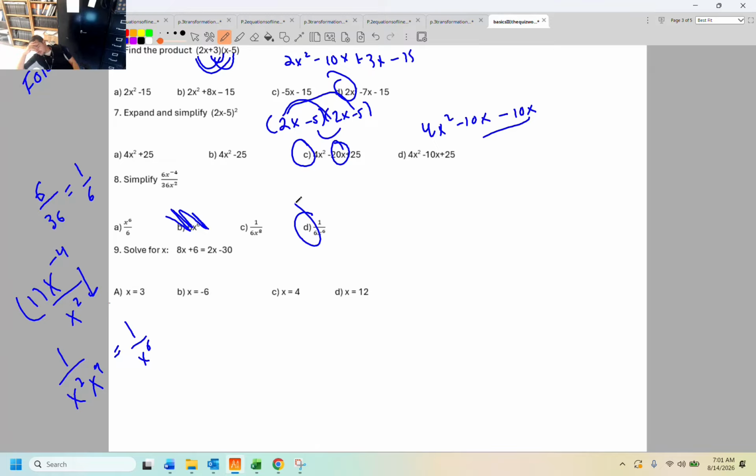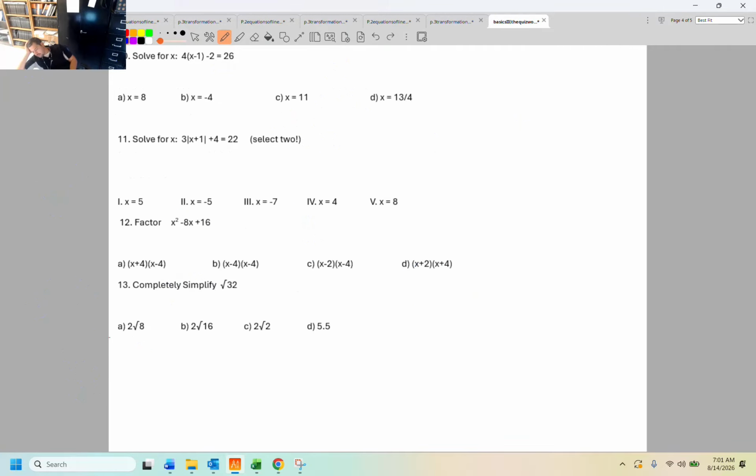Number 9, you're supposed to solve for x, and this is as easy as getting your x's on the left and your numbers on the right. So if I do 8x minus 2x, I get 6x, and if I do negative 30 minus 6, I get negative 36. Divide out the 6, and the x value is negative 6. Choice B, almost done.